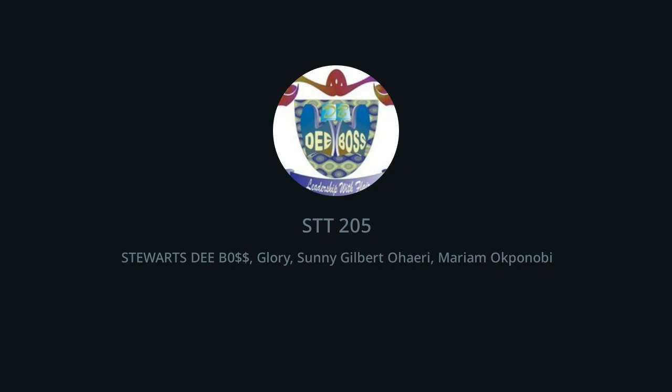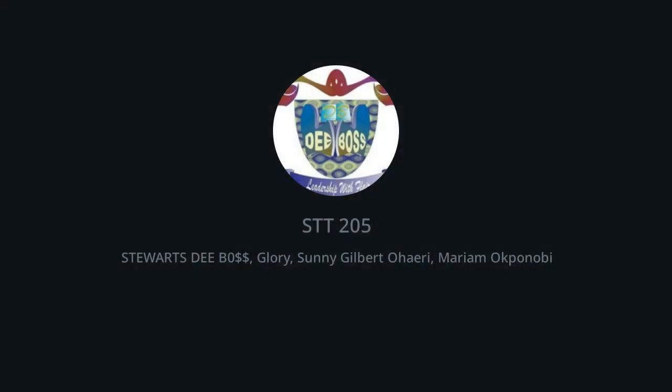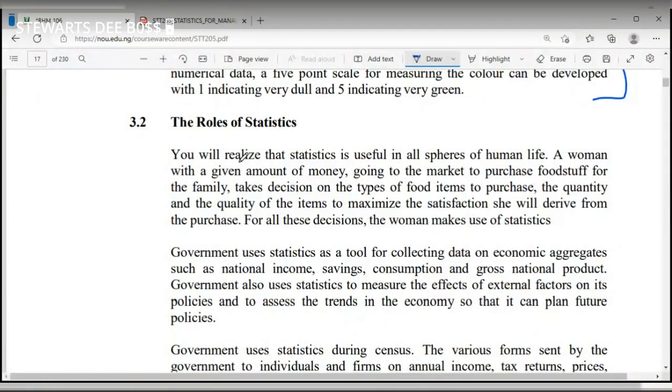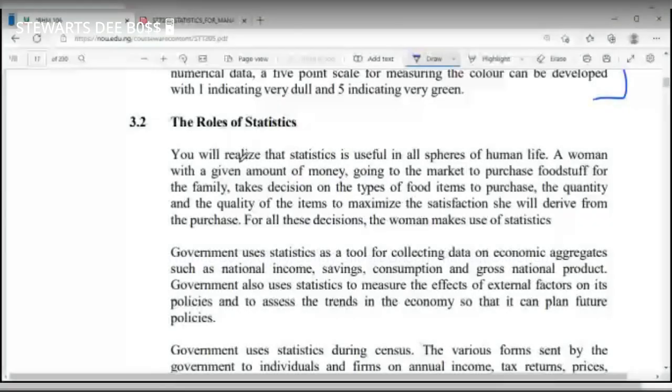Okay. Now, the roles of statistics. You will realize that statistics is useful in all spheres of human life. A woman with a given amount of money going to the market to purchase foodstuff for a family takes a decision on the type of food items to purchase, the quantity and the quality of the items, to maximize the satisfaction she will derive from the purchase. For all this decision, the woman makes use of statistics.